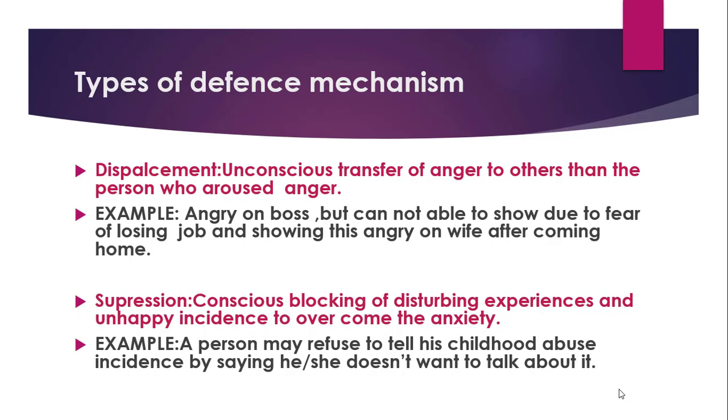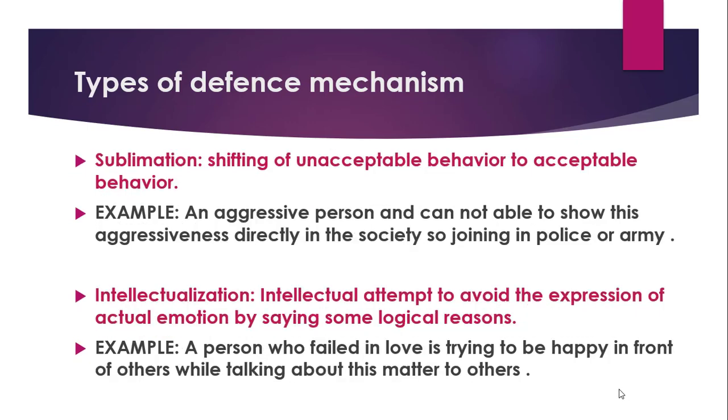Next one is suppression. Suppression means conscious blocking of disturbing experiences and unhappy incidents to overcome anxiety. For example, a person may refuse to tell his childhood abuse incidents by saying that he or she doesn't want to talk about this.